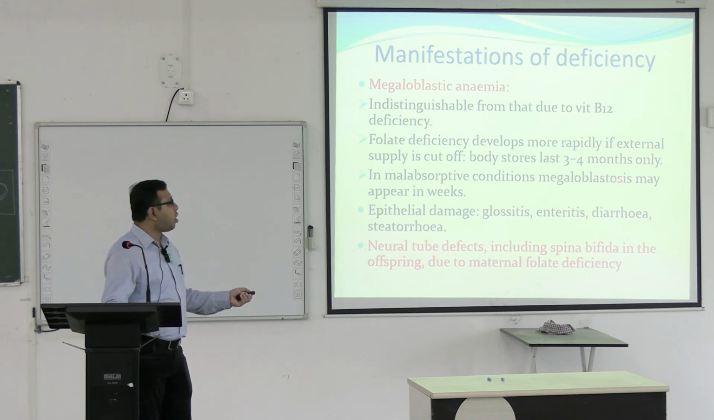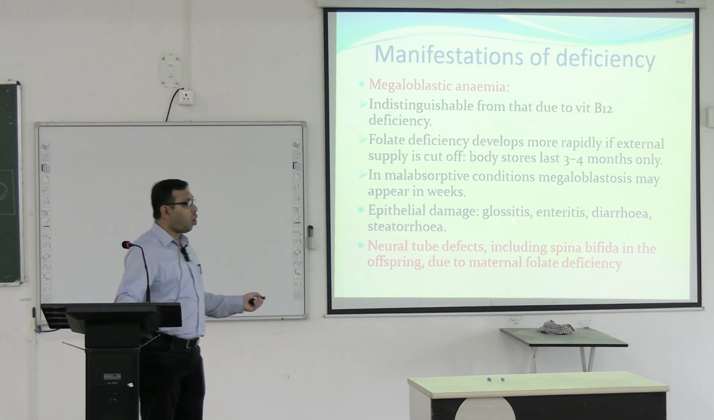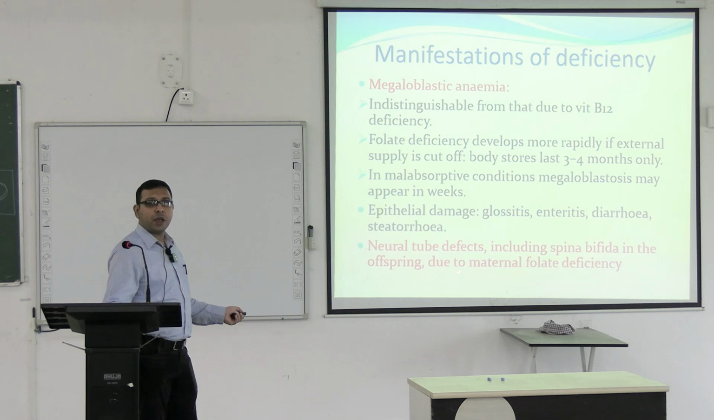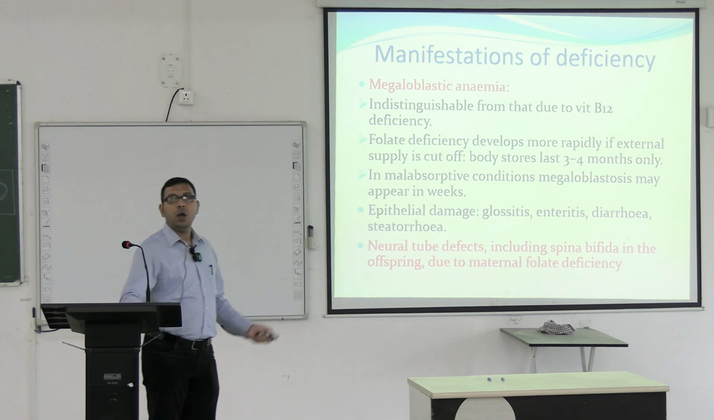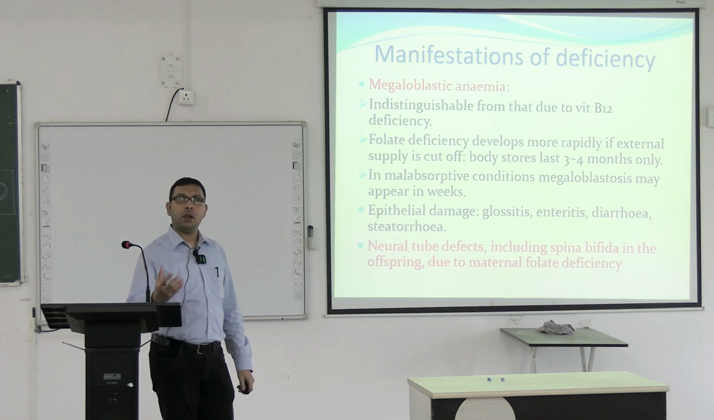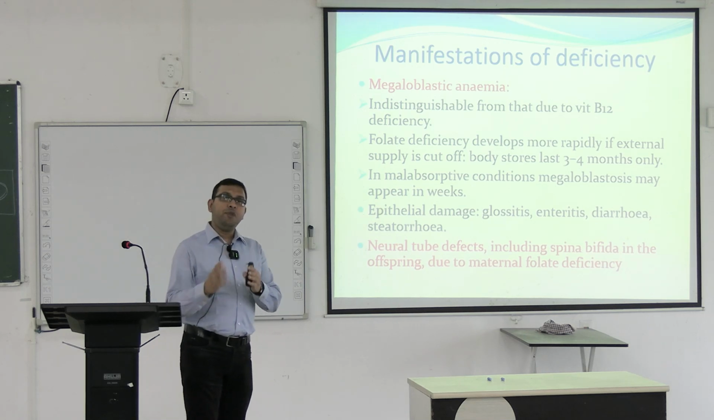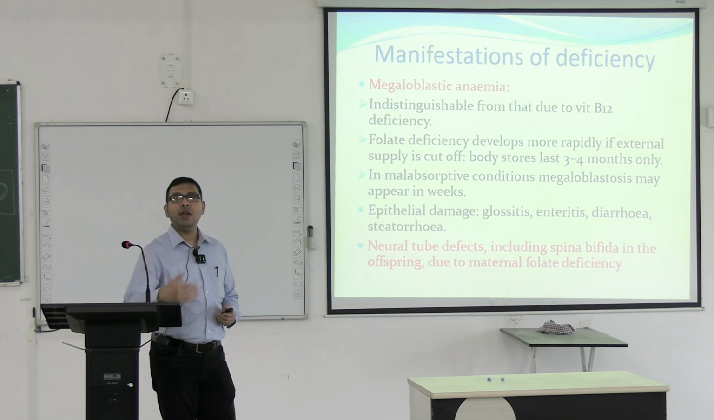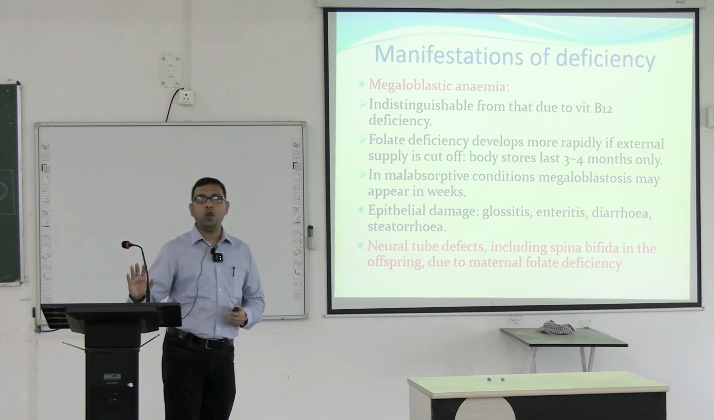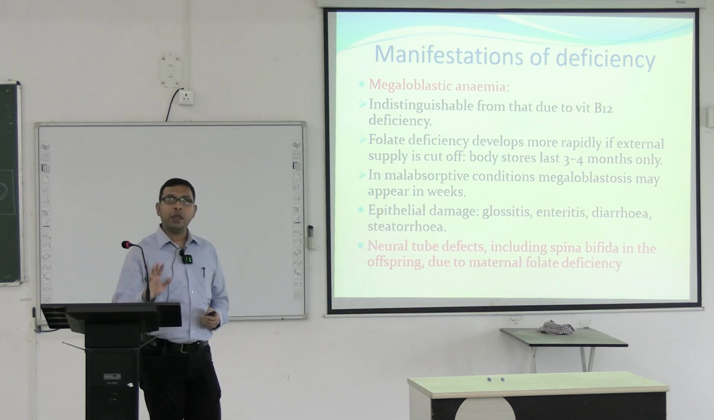In malabsorptive conditions, megaloblastosis may appear in weeks. Epithelial damage can happen, like glossitis, enteritis, diarrhea, and steatorrhea. Neural tube defects, including spina bifida in the offspring due to maternal folate deficiency, are the most serious problem of folic acid deficiency. That's why we have to add folate prophylactically if the patient is found pregnant, basically even before the pregnancy. If they are planning for pregnancy, folate supplementation is usually given, so that there will be no neural tube defect and no neurological damage to the baby.